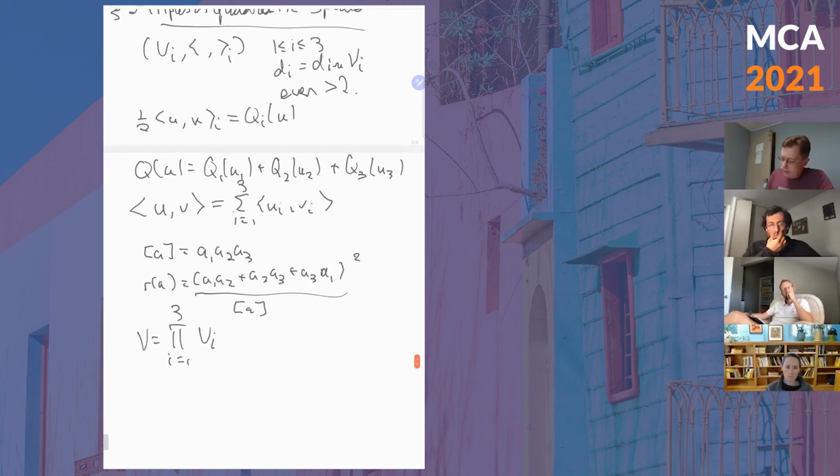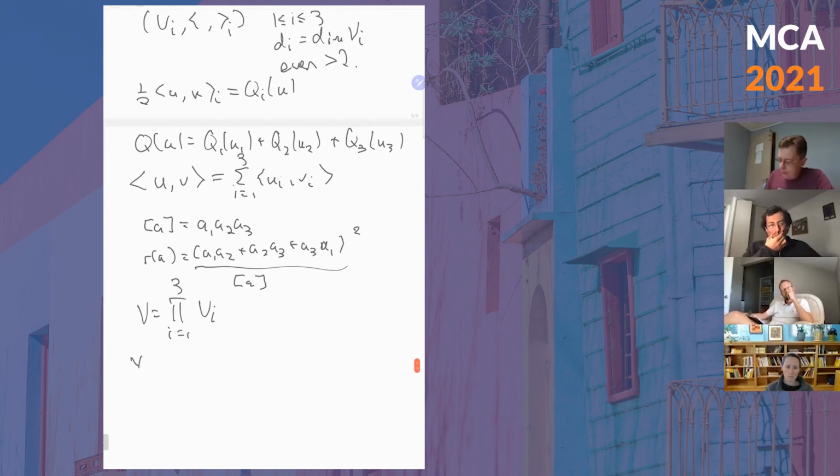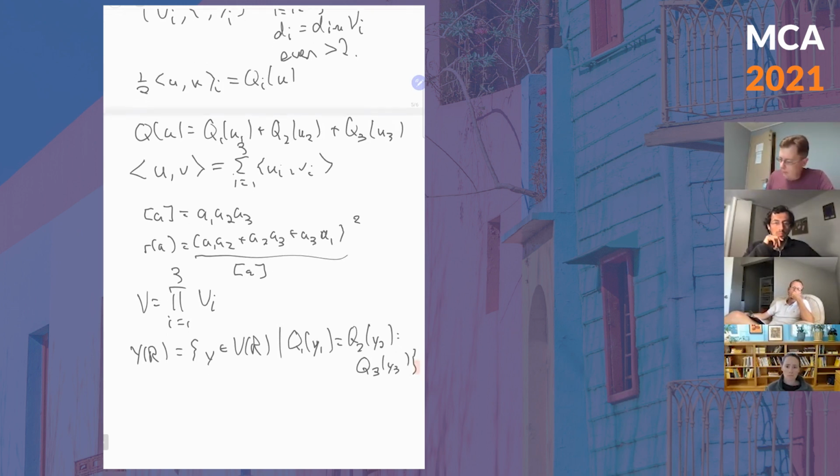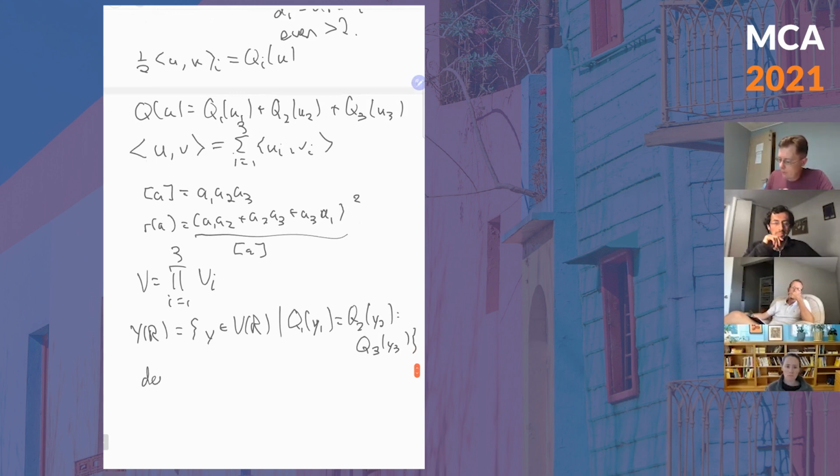Okay, so now the space I want to work with is Y(R), which is the set of y in V(R) such that the three quadratic forms all have the same value. And then you define some measure as before.